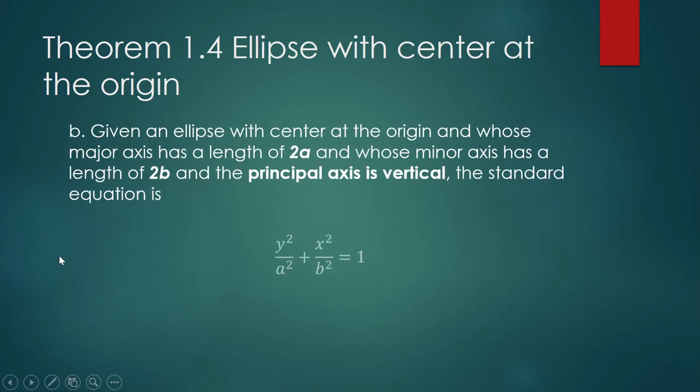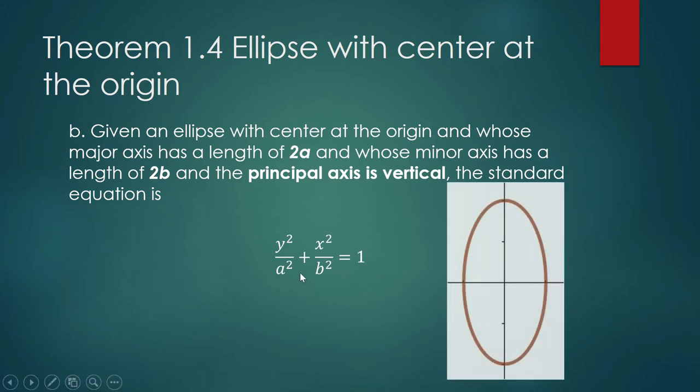How about when our principal axis is vertical? That means our ellipse is standing up. That's vertical. When it's horizontal, our ellipse is lying down. That's the analogy or the metaphor that I can think about when it comes to the orientation of your principal axis. Between the two denominators, a squared is always going to be greater than b squared. So if it appears below y, y is the y-axis, that means our principal axis is vertical.